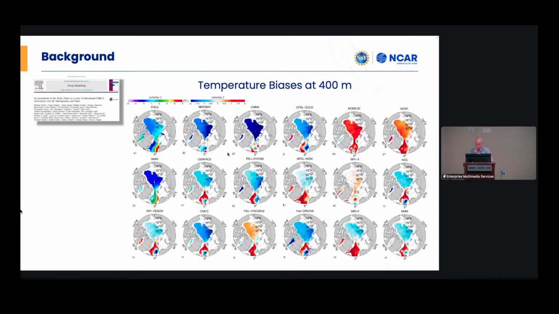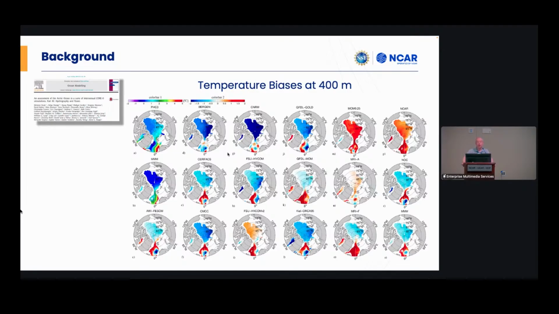These are now showing the temperature biases, again from the same study, at 400 meters depth. They are not along isopycnals. As I said, this is constant depth. The top left is from the PHC3 climatology. All the other plots are from models. They are differences from that particular climatology. And the multi-model mean is shown as the lower right panel here.